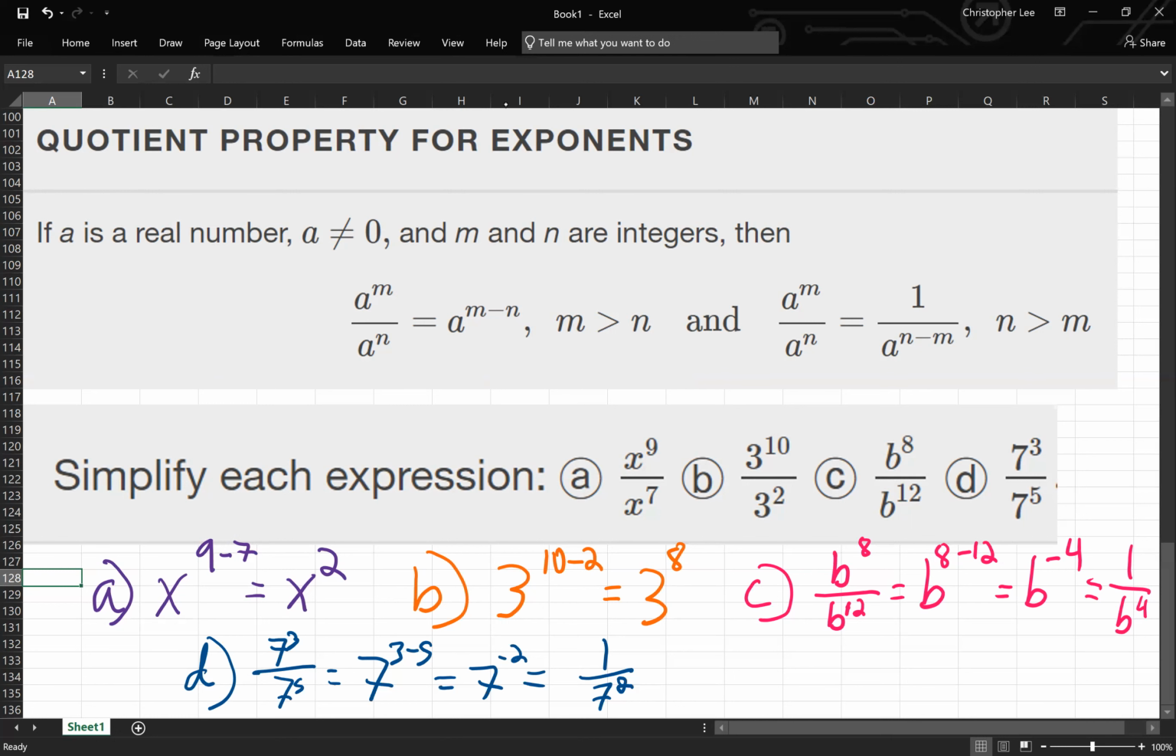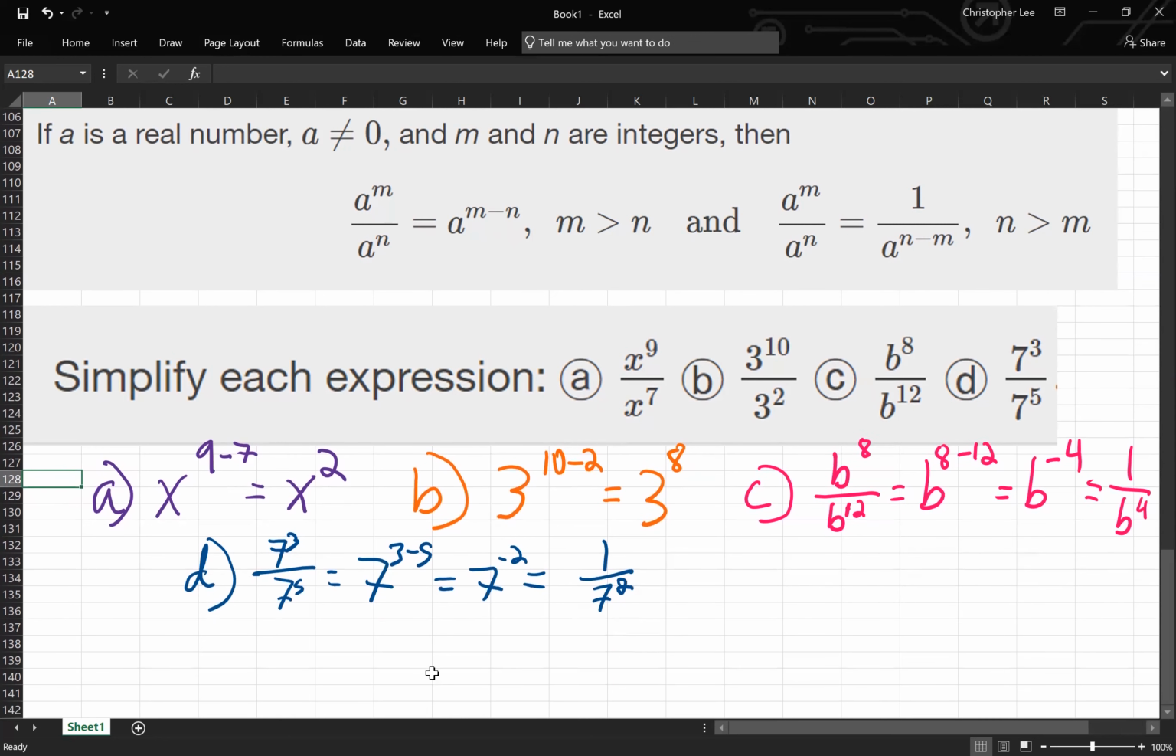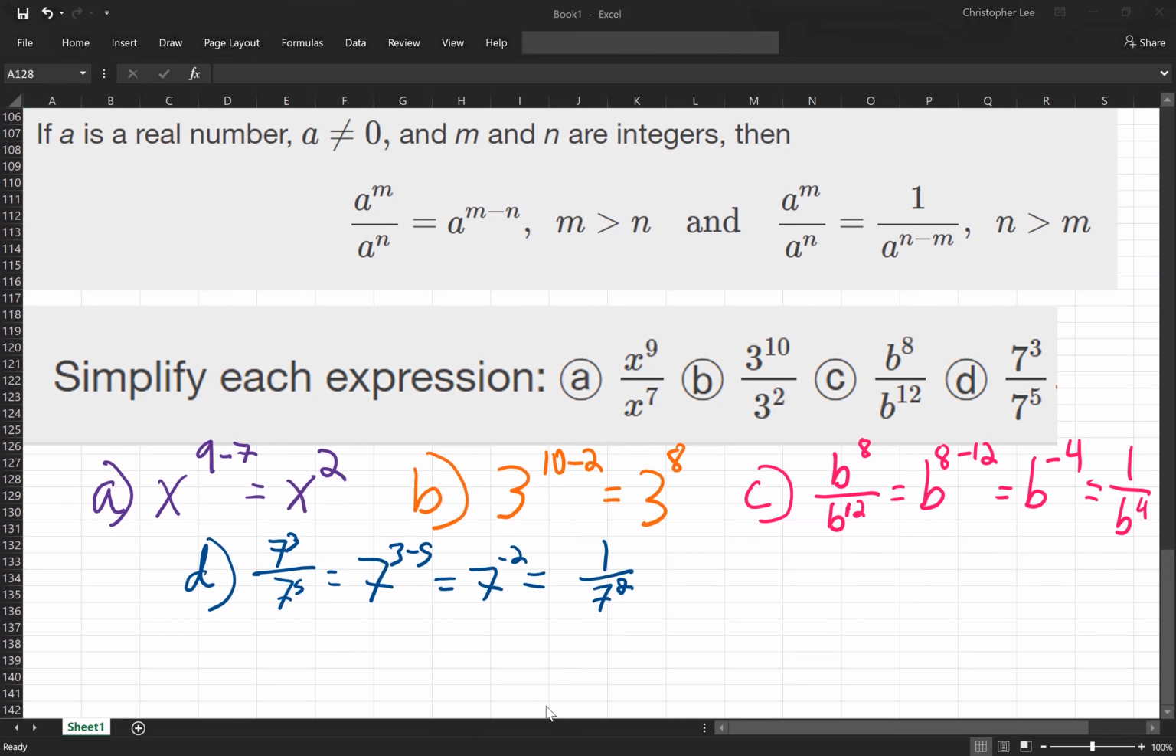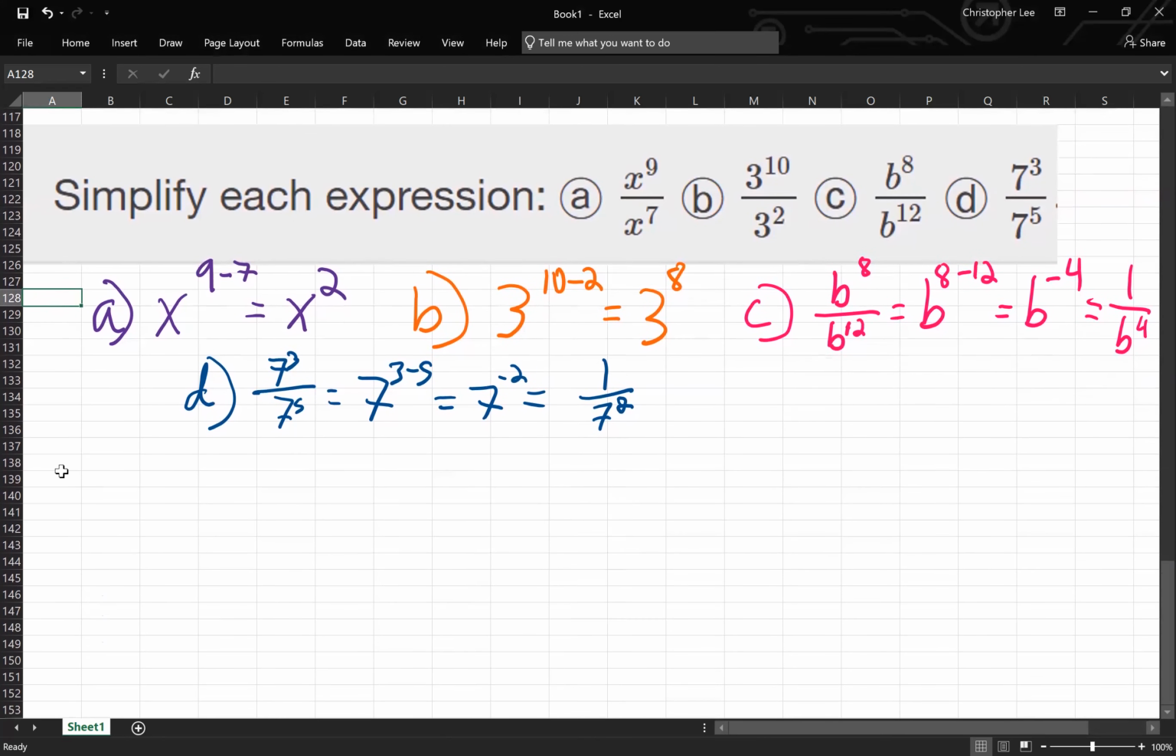Questions on this? Make sense? Just throw it in the denominator and make it positive. You guys try.